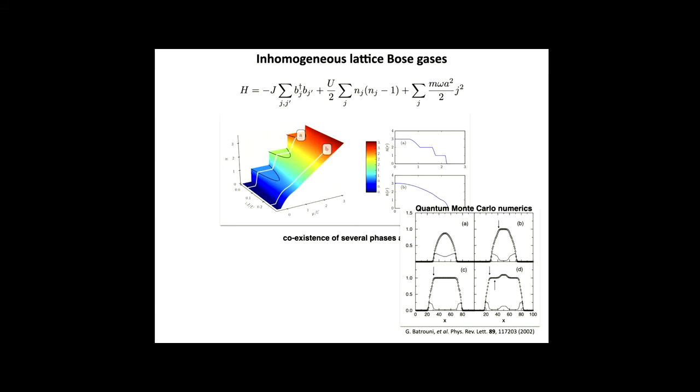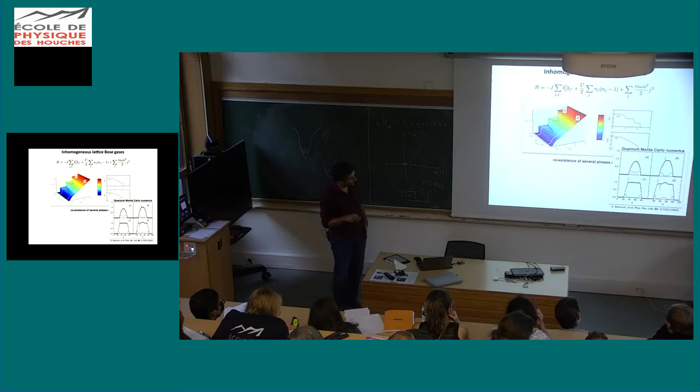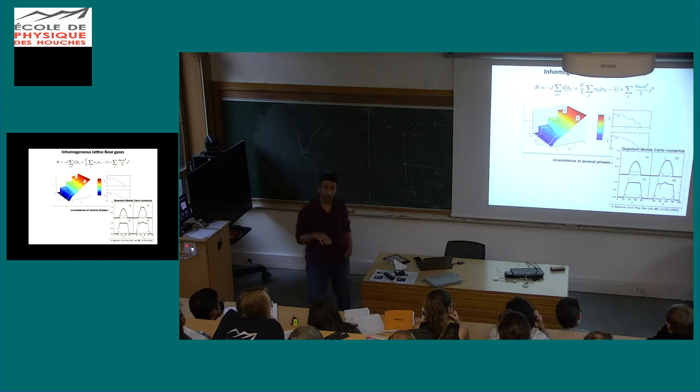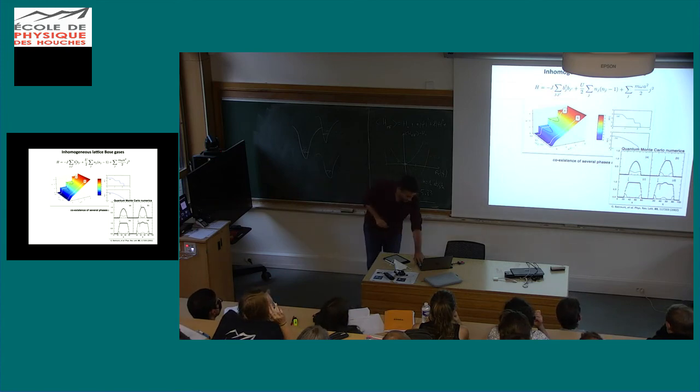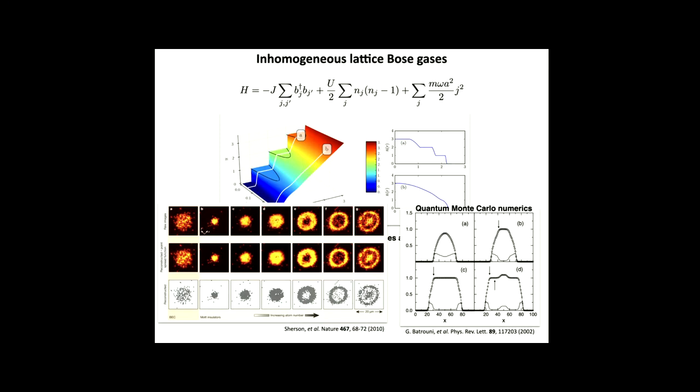So this was actually put forward with this Monte Carlo quantum calculation, which is performed as well in a trap. And this is a good thing of Bose-Hubbard: you can really solve this entire Bose-Hubbard Hamiltonian also with a trapping frequency. And once again, this is nicely observed with quantum gas microscopes.